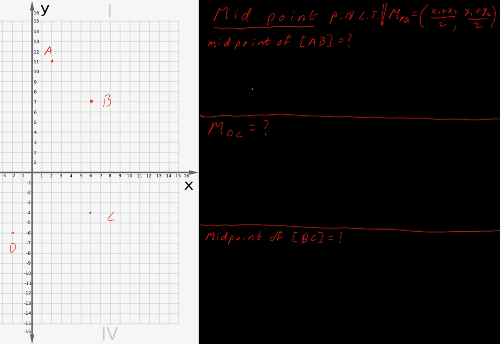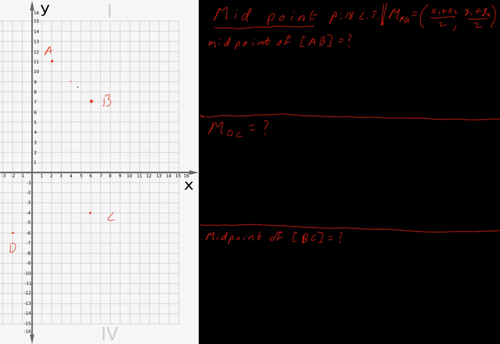Hello, today we are looking at the idea of midpoint between two different points. And midpoint means the point that's in the middle between two other points. So if we have A and B here, we'd be looking for the point that's halfway between them, in the middle between those two points. So I can see visually that it's probably going to be this point in here.